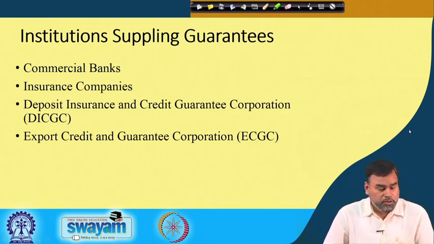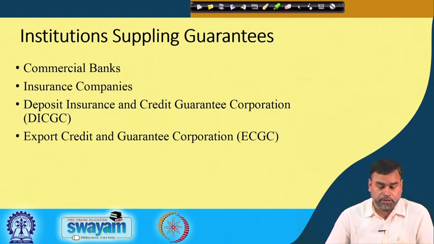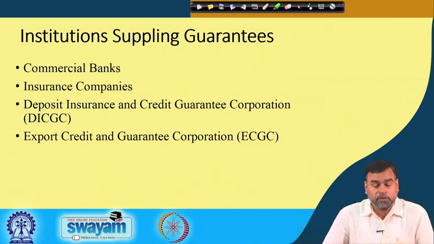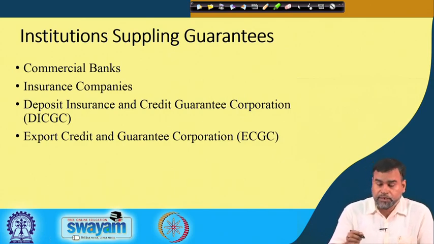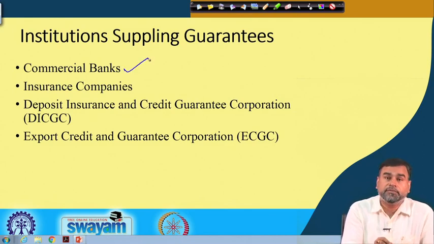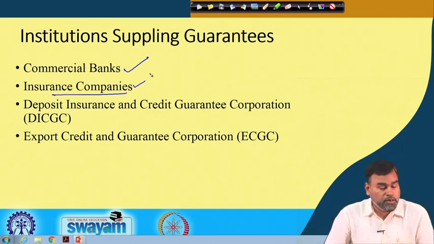Then there is another kind of organization which provides guarantees to the system. That is a market for guarantees, which also works in the Indian financial system, and these guarantees are given by different kinds of entities for different kinds of transactions. The guarantees can be given by commercial banks for some reasons. The guarantee is also given by insurance companies if there is any requirement, and there are some specific organizations which are also responsible for providing guarantees for any kind of financial transaction. That is the market for guarantees.